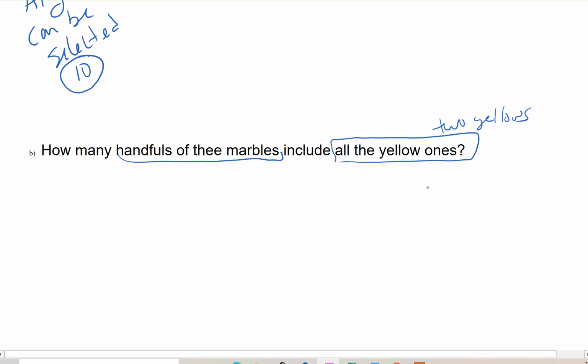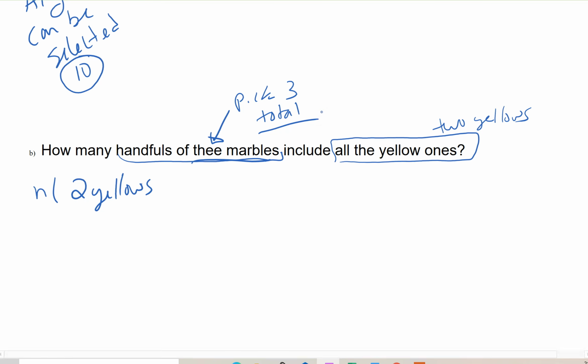Alright, so I want to make sure, and the hard part about this one is there's a hidden "and" statement. So I'm going to write it out, number of ways to get all of the yellow ones, so I want to pick 2 yellows. But remember, my handful has to have 3. I'm going to pick 3 total in my handful. And so if I've picked 2 yellows, I'm not done yet in my selection. I still need one more marble to complete my handful.